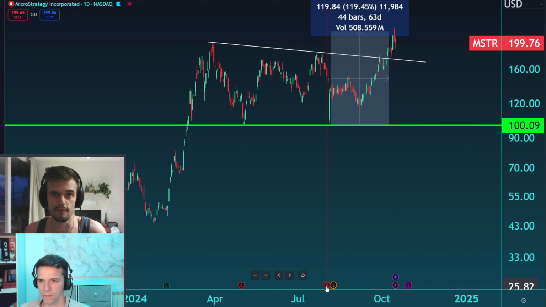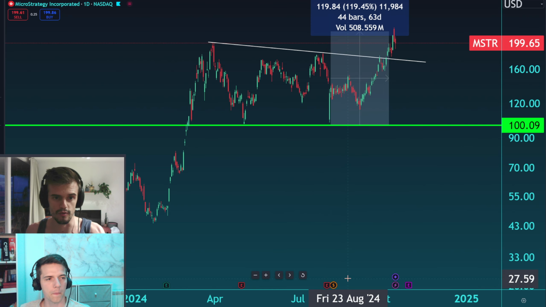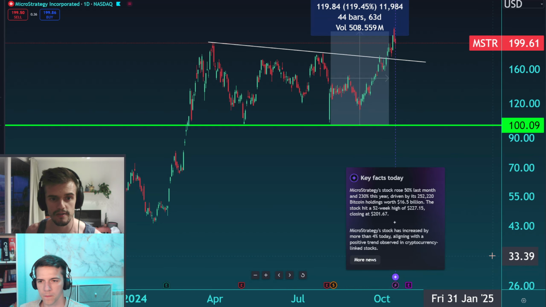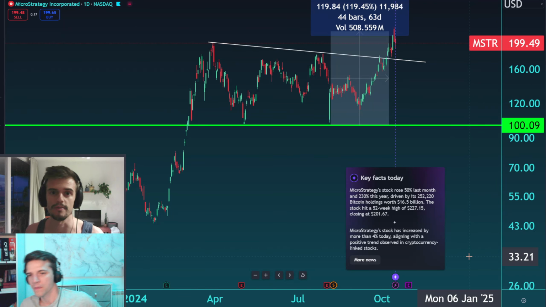And why has this happened? We don't know exactly, of course, but we want to share the information with you. You have the key facts today here in the TradingView platform. This offers some insightful information: MicroStrategy's stock rose 50% last month and 200% this year, driven by its 250,000 Bitcoin holdings worth $16 billion. Wow, so maybe this has something to do with it. If you know about it, let us know in the comments below.